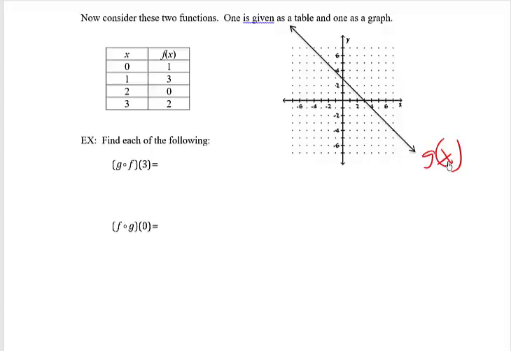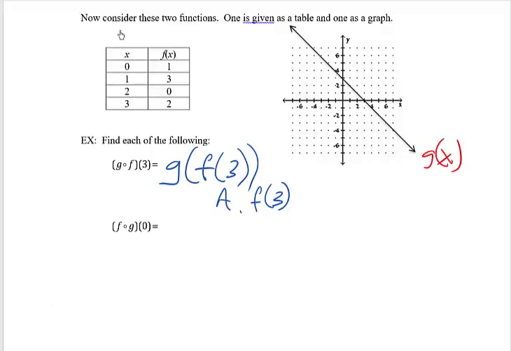So this first example says find g of f of 3, right? That's what g circle f means. G of f of 3. In other words, stick 3 into the f function first, and then take that answer and stick it into the g function. Again, I think the 2-step idea is probably helpful. So the first thing is to find f of 3. F is the table. So I would go to the table.